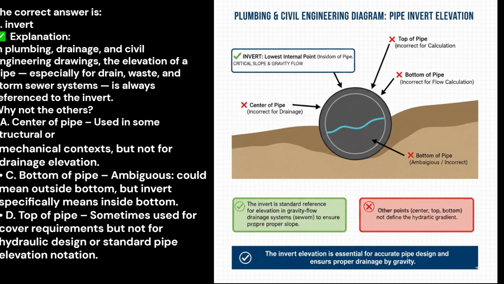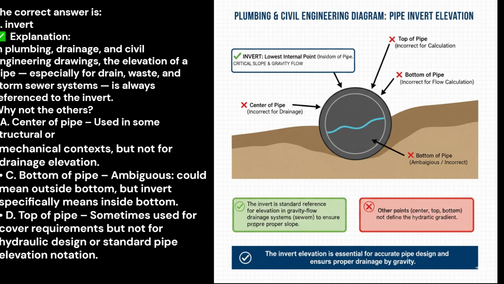In plumbing, drainage, and civil engineering drawings, the elevation of a pipe, especially for drain, waste, and storm sewer systems, is always referenced to the invert. The invert is the lowest internal point of the pipe cross-section, essentially, the inside bottom of the pipe. This is critical for gravity flow systems, like sanitary sewers, where proper slope grade ensures drainage by gravity. Invert elevation equals elevation of the inside bottom of the pipe. This allows engineers and contractors to accurately calculate pipe slopes, cover depth, and connections between pipes.